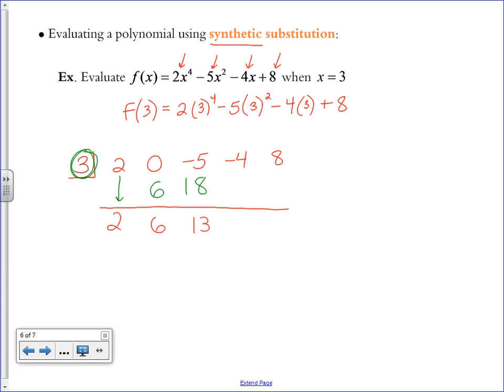Then multiplication again, and then addition. And then finally multiplication again, and then addition.